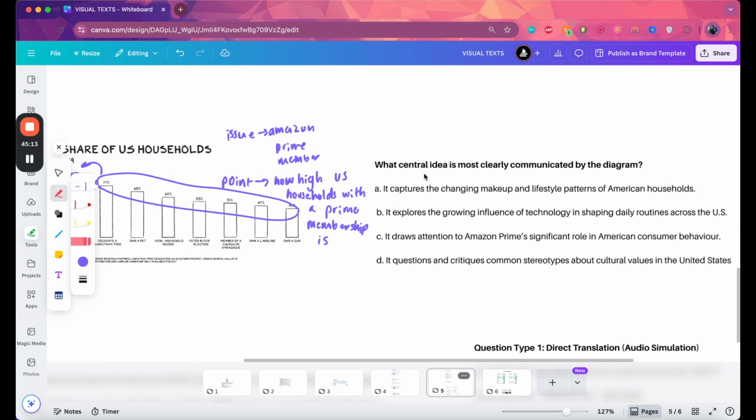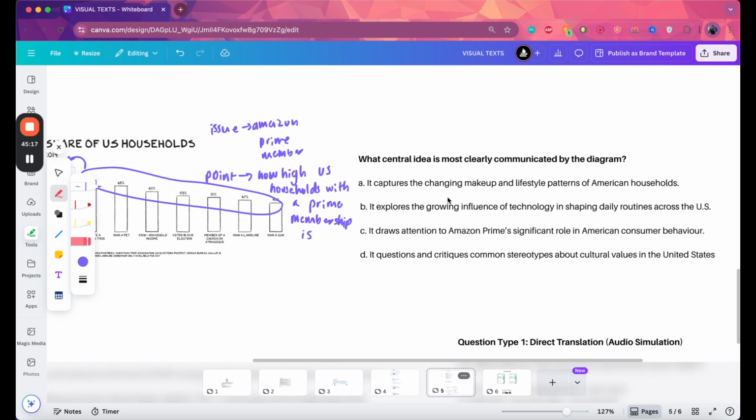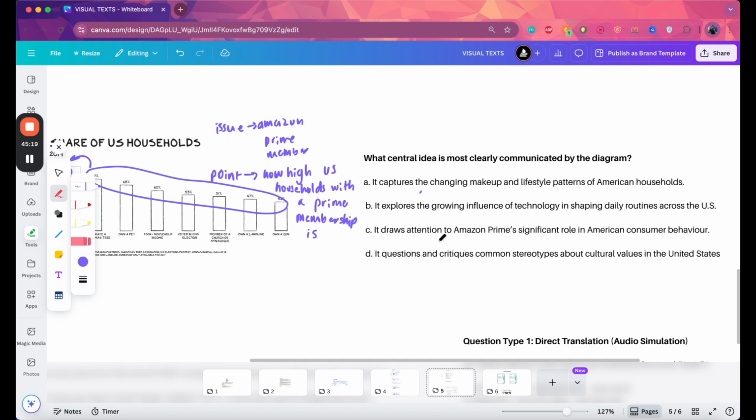So the central idea that's most clearly communicated by the diagram. A, it captures the changing makeup and lifestyle patterns of American households. Maybe, I'll come back to that one. Option B, it explores the growing influence of technology in shaping daily routines across the US. Influence of technology. It's talking about Amazon, but daily routines, no mention of that. I'll get rid of this.